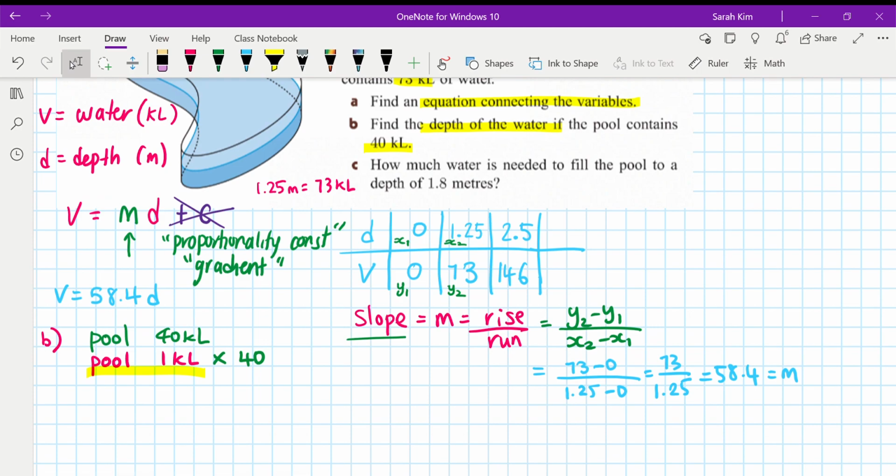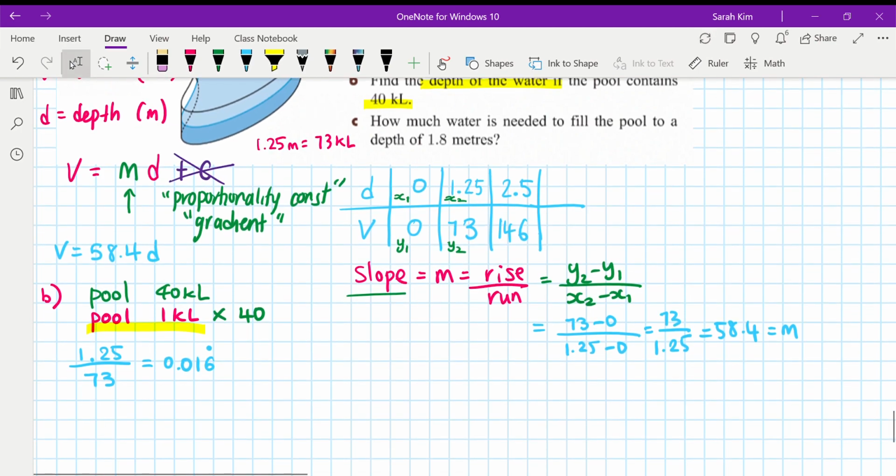Okay, so I've got 1.25 meters, and I just basically need to divide by 73 kiloliters, and it'll give me how much would be 1 kiloliter. So if I just chuck that in the calculator, that's a very, very long decimal, approximately 0.17 recurring. I should write 6 recurring. So I'm just going to leave it as a fraction, and we can just times that by 40.